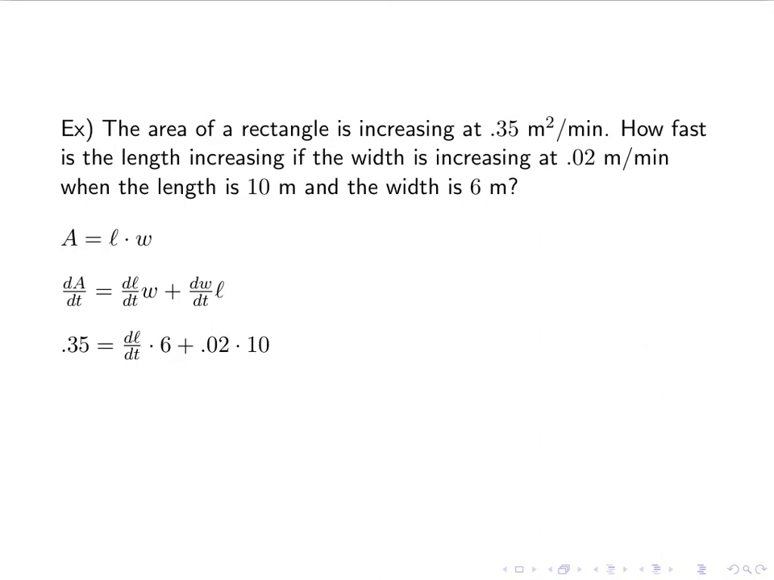So 0.35 equals dL/dt times 6 plus 0.02 times 10. Then we do a little bit of algebra, solve for dL/dt, and hopefully we can all get that it's 0.025 meters per minute. The unit of length is meter, the unit of time is minute, so meters per minute, and again 0.025.